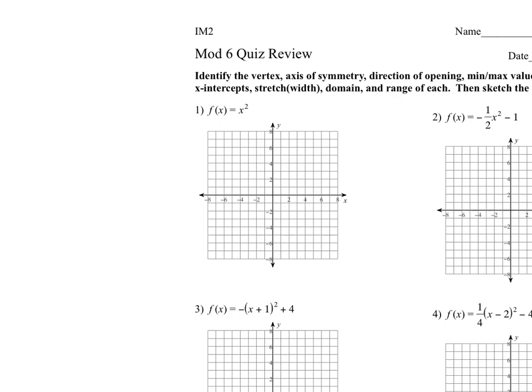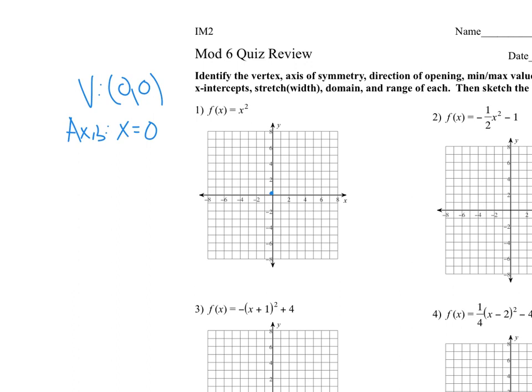Interesting enough, this is one most students struggle with, even though it is our most basic one. So we want to identify our vertex. Our vertex on this one is at 0, 0 because there is nothing being added or subtracted to our equation. And so it's just at 0, 0. Our HK is 0, 0. So there's my vertex. My axis is x equals 0 because it's always x equals the x coordinate of our vertex, or x equals h.